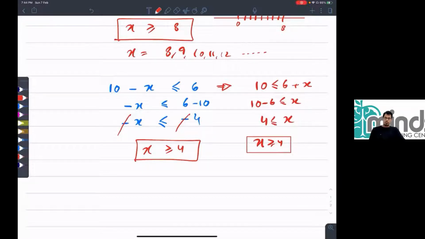Yes, Disha, what is your confusion? Sir, could you explain the first method again? Okay, see, Disha, what I did. 10 minus x is less than equal to 6. So 10 is being added on the left hand side. If I move it to right, it will be subtracted. So minus x is less than equal to 6 minus 10. Are you getting it?